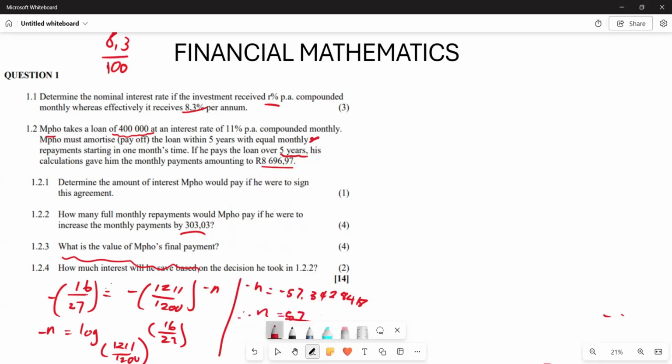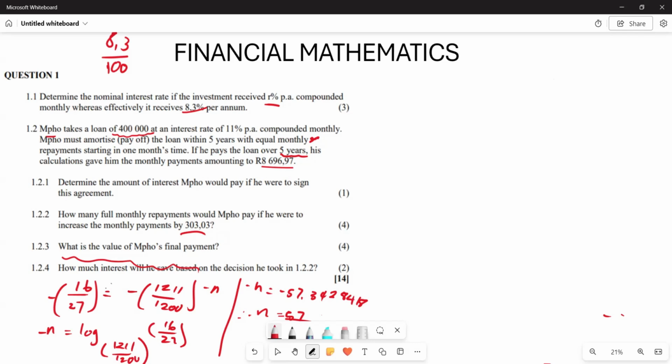Now from here, they are saying what is going to be Mpho's final payment. Mpho's final payment is going to be this way, right? It's going to be this way firstly. Now, to calculate the final payment, you can calculate that using our outstanding balance formula, right?